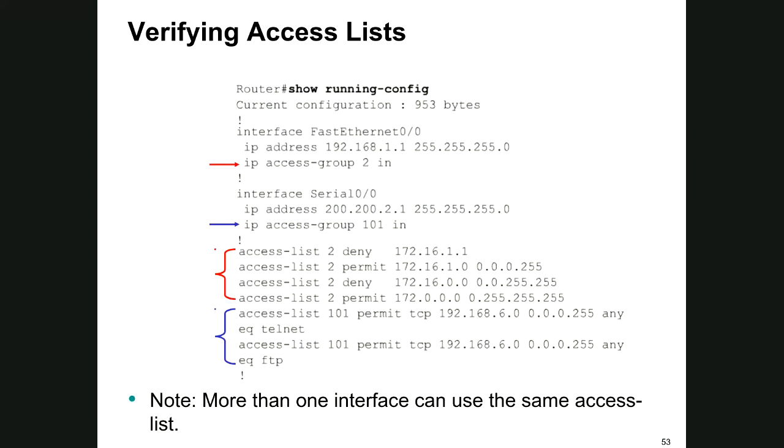You can also simply type show running config, and you can see the entire configuration of the whole device, including any access control list that you've typed in. So here we have an access control list 2 with a red bracket on it. That's a standard access control list, which is our subject for today. And the blue lines is an extended access control list, which we aren't going to worry about right now.